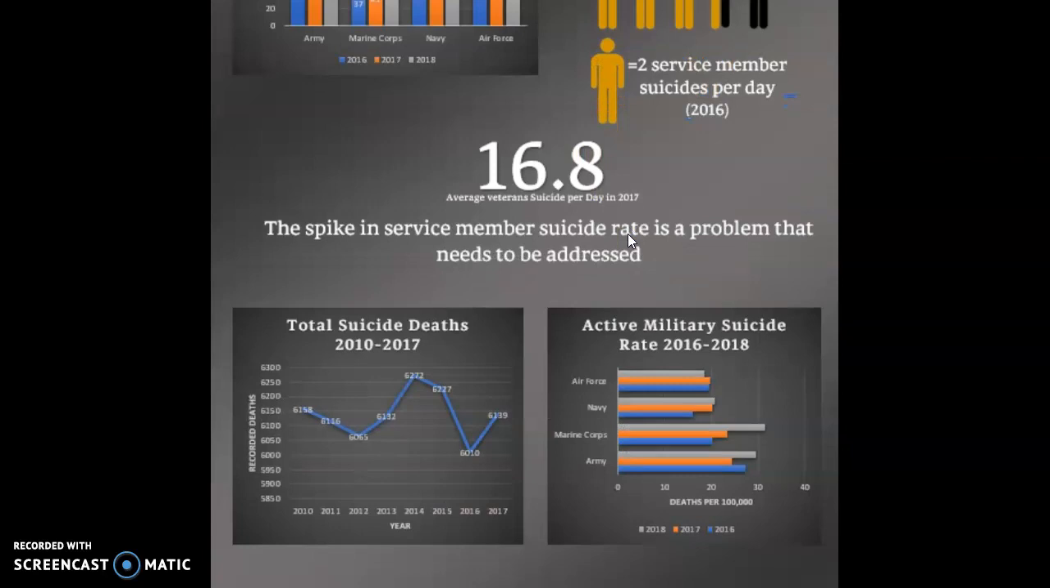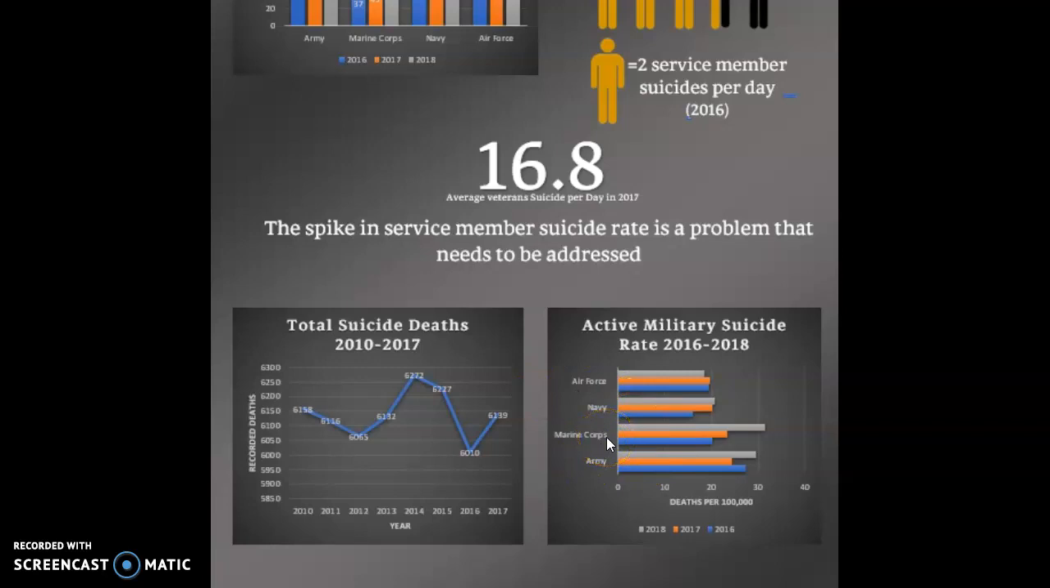The second example of proximity I chose was the total suicide deaths from 2010 to 2017 related to the active military suicide rate from 2016 to 2018. This goes to show the reader the number of suicides that are coming directly from active duty rather than just veterans.